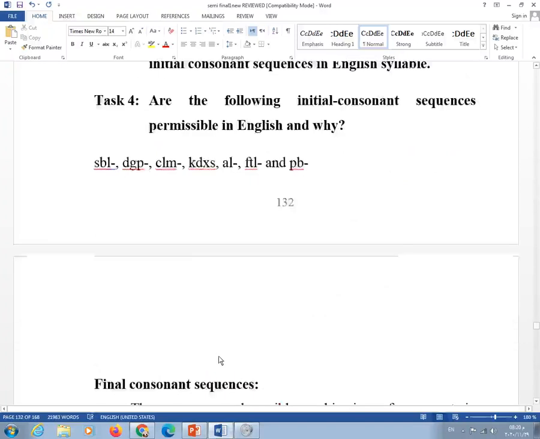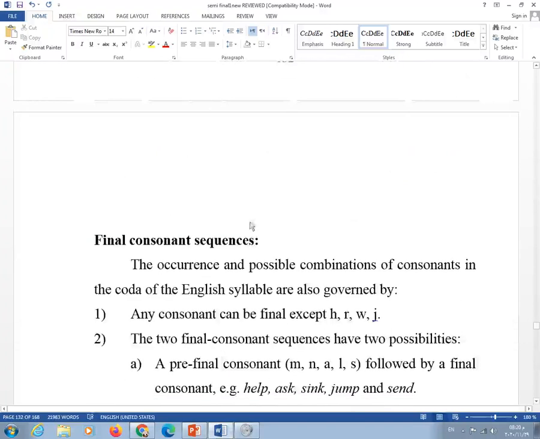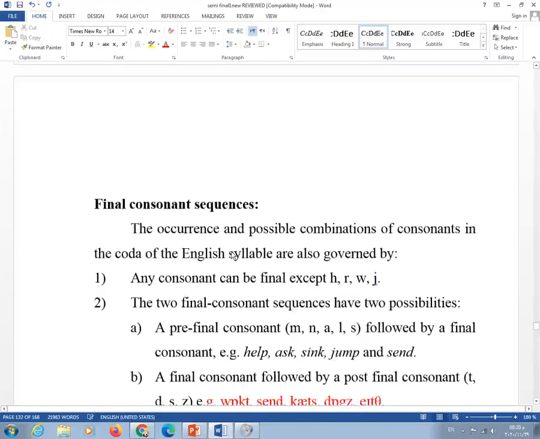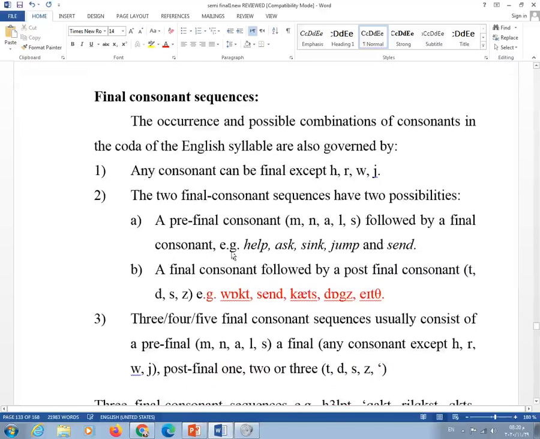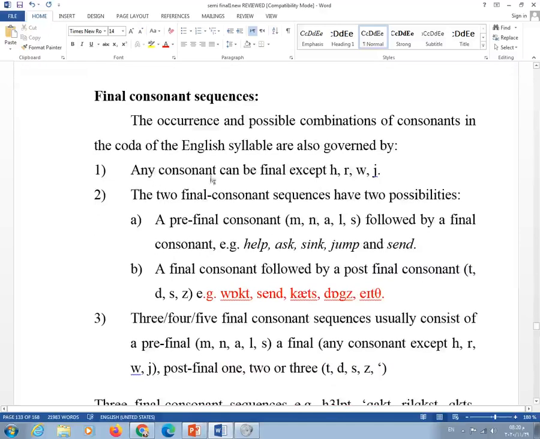This is as far as the onset. As far as the coda, we have a number of rules. Any consonant can be final except h, r, w, and y, in all English models, but in American English, you can end with an R.